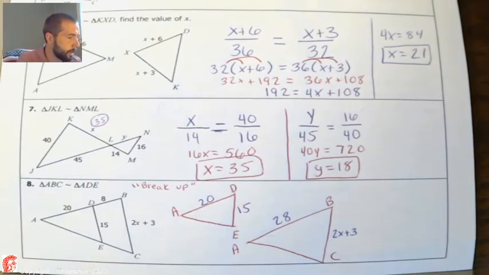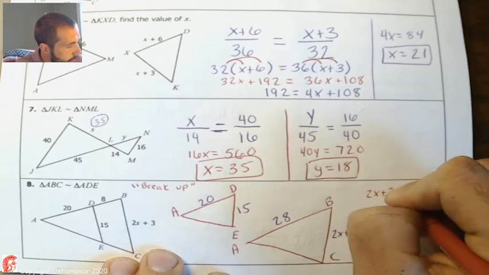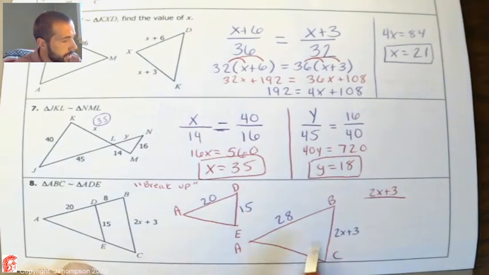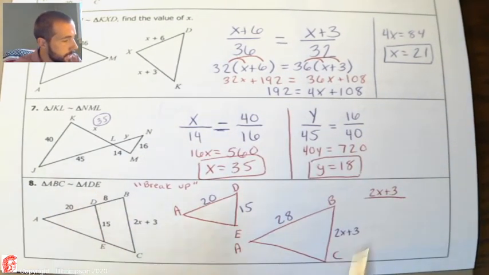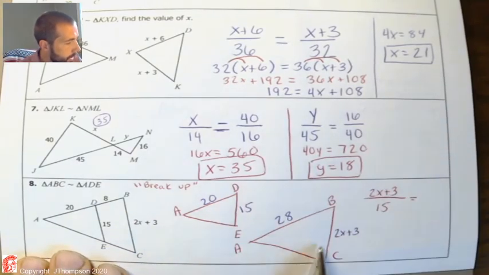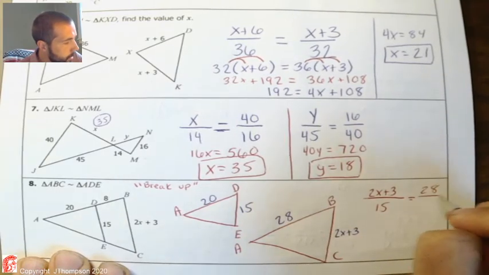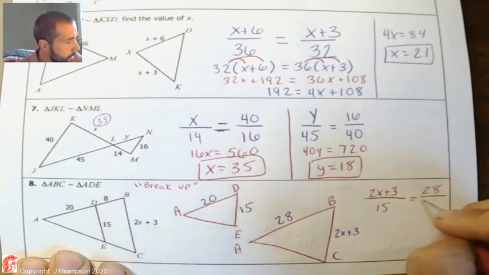All right, so now we're going to set up a proportion. I'm going to start with my x value, 2x plus 3, which is side BC. So BC corresponds with DE, which is 15. And then I'm going to do the other side from this triangle, 28, which corresponds with AD, which is 20.